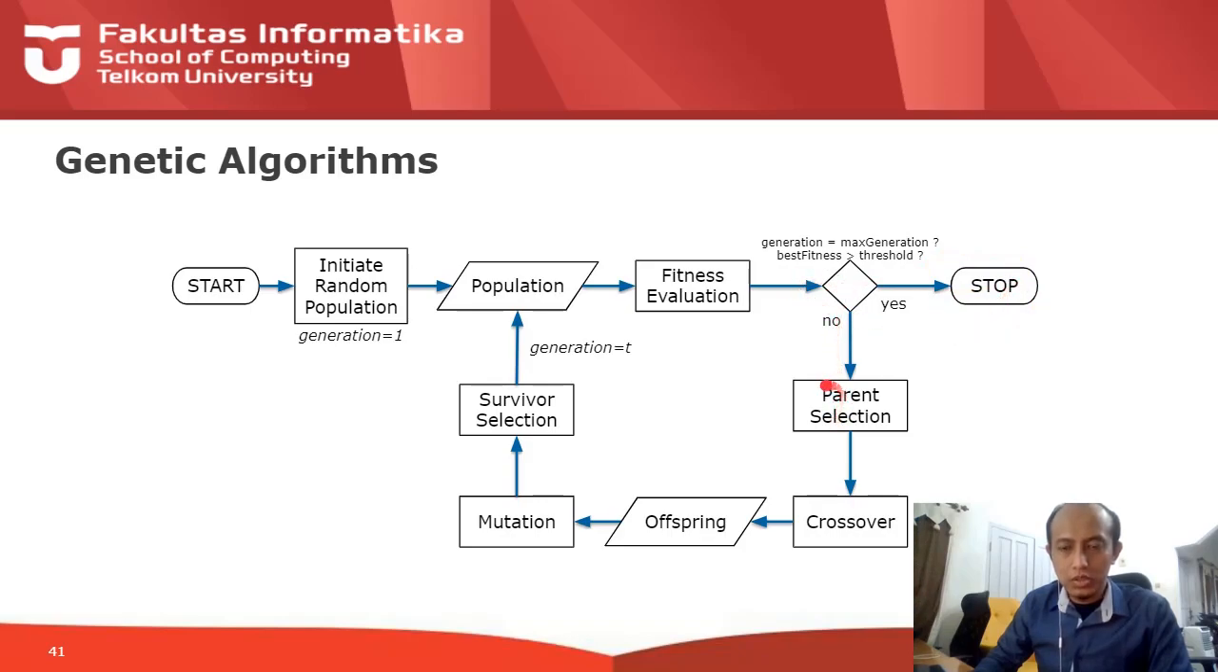Otherwise, we continue to the parent selection and then crossover, which generates offspring. We mutate the offspring, and then we select survivors to generate a new population. And then we evaluate the fitness of the new population, and this repeats until we fulfill the fitness threshold or the algorithm is stopped.